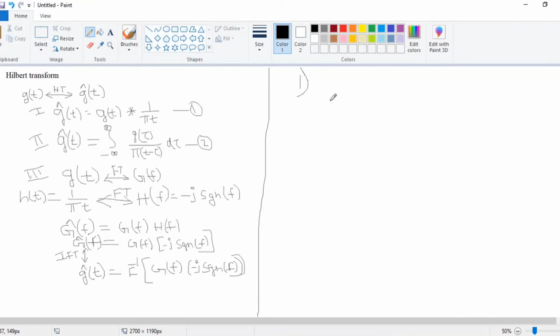And one more thing is, if you want to find the Hilbert transform, then whatever signal is given should be Fourier transformable. So it indirectly means that this signal should also satisfy your Dirichlet's conditions.